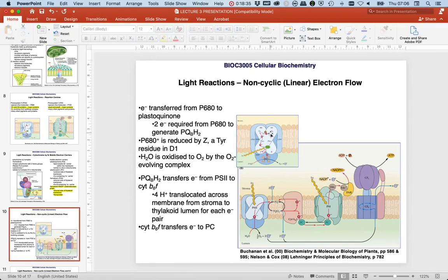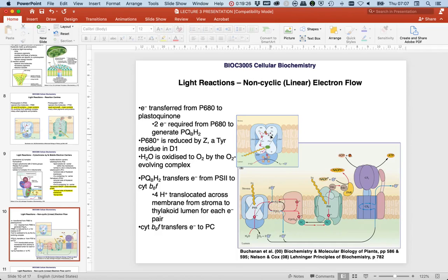Now, when that electron is given up by the P680 chlorophylls, that means there's an electron hole in those chlorophylls, okay? That means that they're not photochemically competent anymore. They can't play anymore in light harvesting. So they have to be re-reduced. Where do the electrons come from? Well, the immediate electron donor is what's known as Z. Okay? Z is actually a tyrosine residue, so the amino acid tyrosine, one of the tyrosines in the D1 protein, one of the major proteins in the photosystem 2 complex. So Z donates an electron to the P680 chlorophylls. P680 chlorophylls are now photochemically competent again, but now Z is compromised.